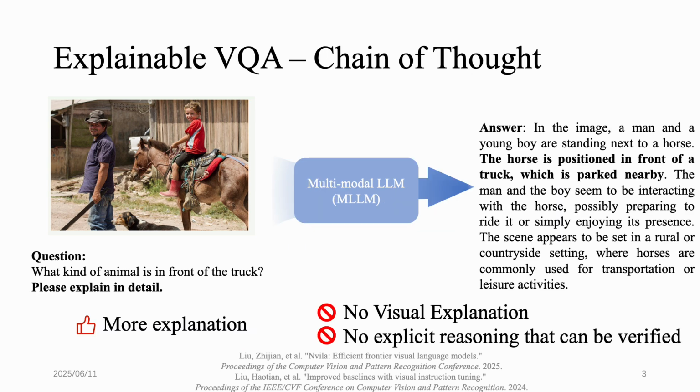To address the lack of explanation, we can prompt MLLMs with an instruction like, please explain in detail. It's like chain of thought reasoning. As shown here, the model gives a much longer response. While this improves explanation, there's still no visual evidence. We don't know where the model looked, and there are no explicit, verifiable reasoning steps.